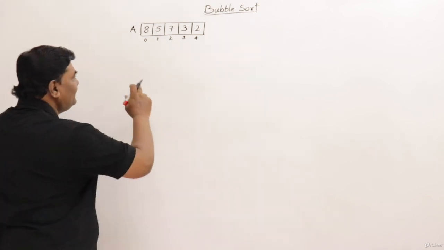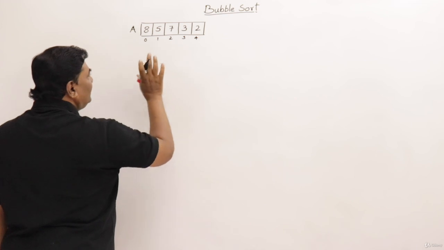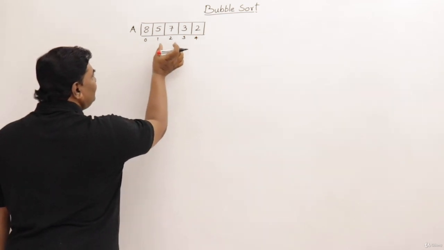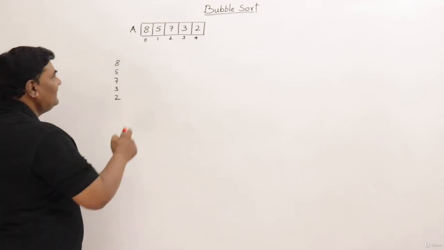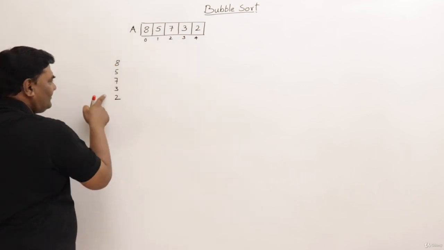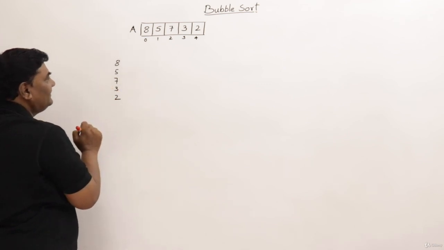I have a list of elements, an array of elements. 5 elements are there in an array. Now to understand how it works, I will draw this array vertically. So I will take these elements vertically. Indices are 0, 1, 2, 3, 4. I don't need indices. Without indices, we'll work on it.